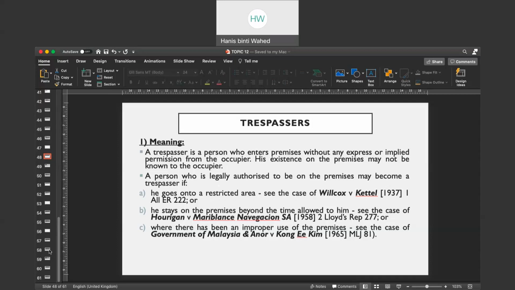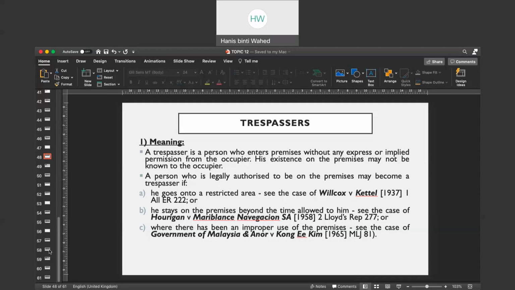Okay, and it can be either by mistake or on purpose, ya. So they are not licensees, they are not invitees. For example, a burglar enters into B's house to steal things. So that person will be considered as a trespasser because he enters without any permission given.